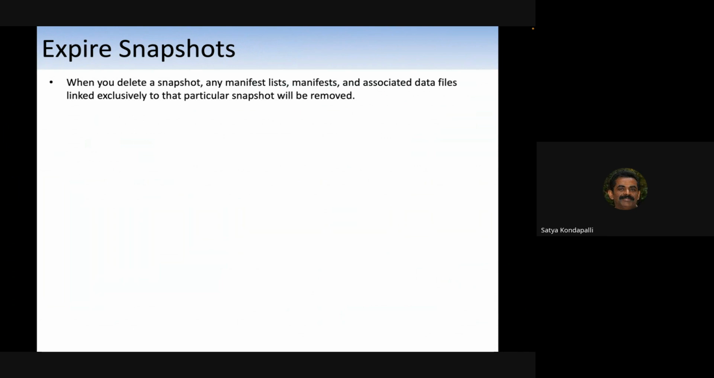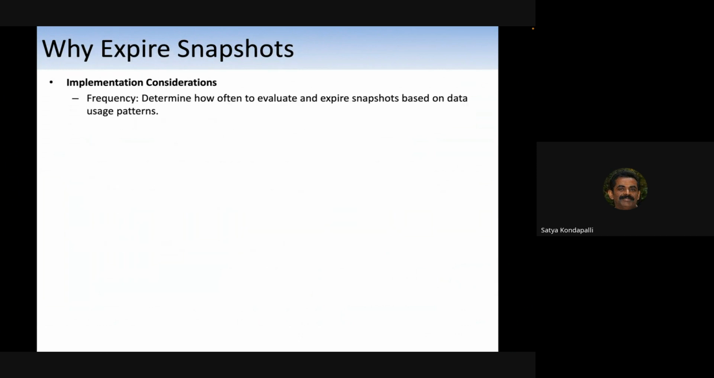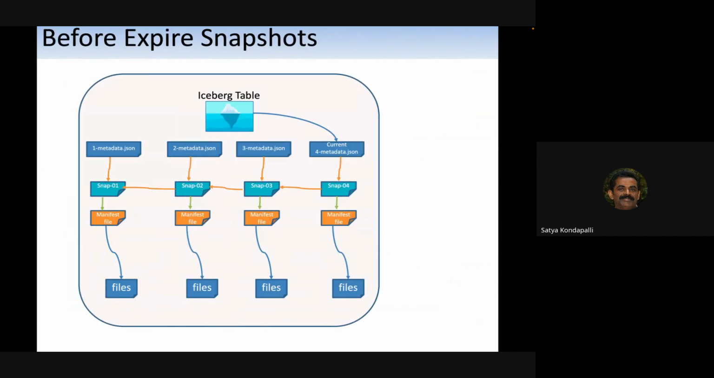So when you delete a snapshot, any manifest list, manifest, and associated data files linked exclusively to that particular snapshot will be removed. So what does that mean? Let's go through an example, which is very important here. This is your table as it is today: snapshots 1, 2, 3, and this is current. The current snapshot points to the manifest file, and all these files belong to this table.